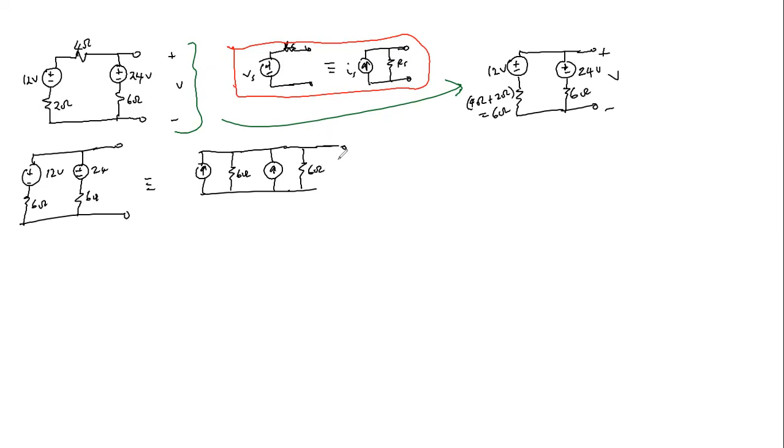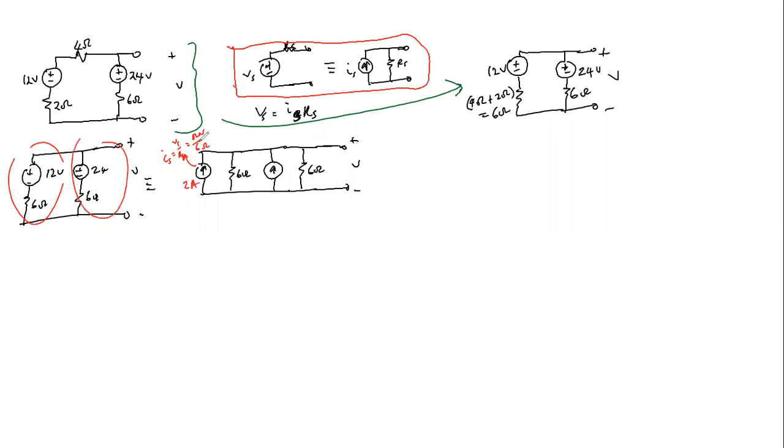So what we are after is to estimate V. Okay? This is plus minus V. Now, we were told that Vs is related to Is by Ohm's law. So the current value for this connection will be Is equals Vs over Rs, which is 12 volts divided by 6 ohms. So that will give us 2 amp.